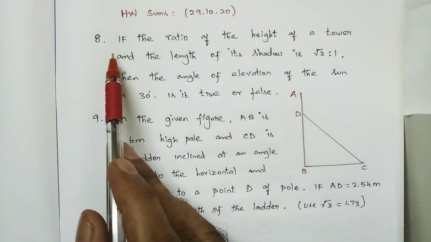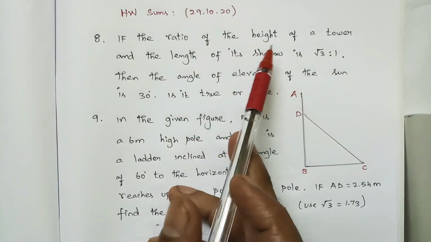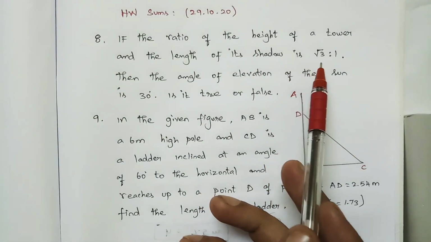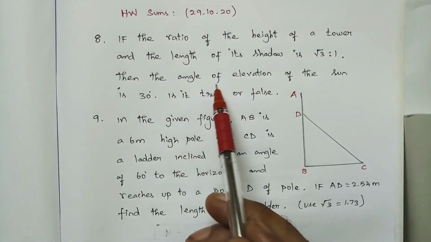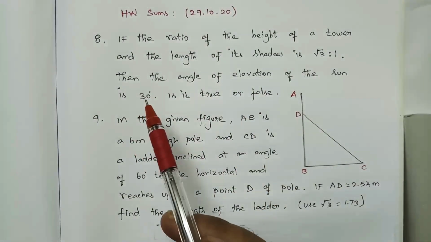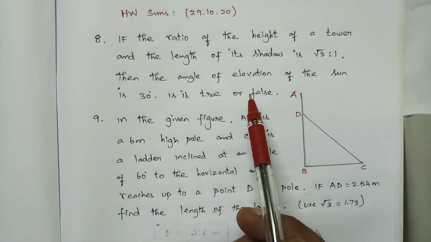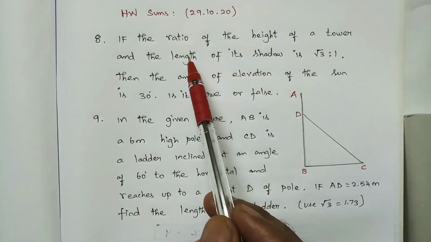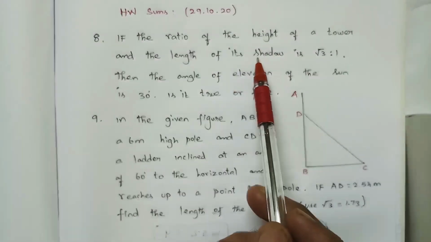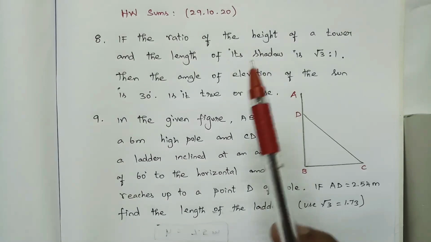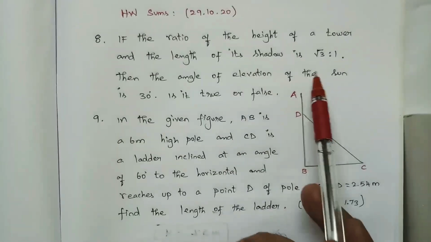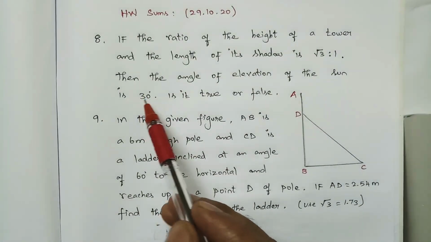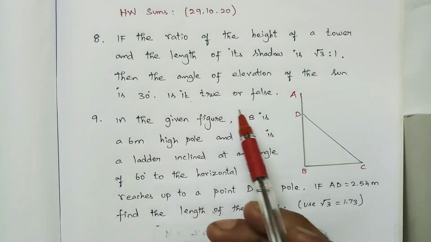Sum number 8. If the ratio of the height of a tower and the length of its shadow is root 3 is to 1, then the angle of elevation of the sun is 30 degree. Is it true or false? They have given the ratio of the height of the tower and the length of its shadow, right? We want to check whether the angle of elevation of the sun is 30 degree or not, by solving. If it is 30 degree, then it will be true, otherwise it will be false.